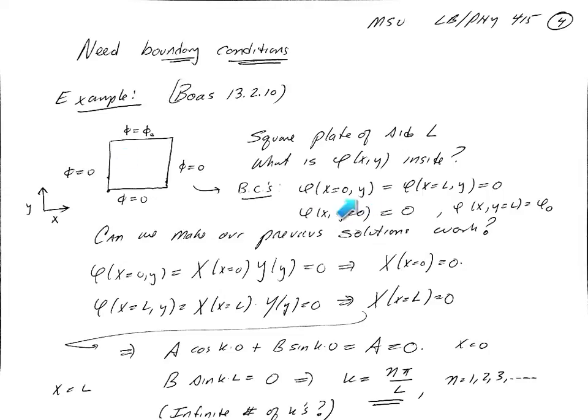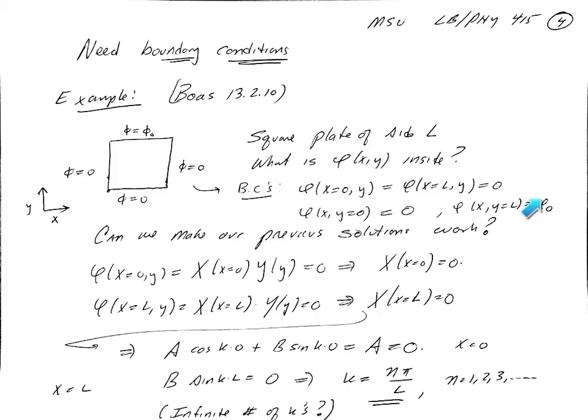Mathematically, the boundary conditions say phi at x equals 0, which is this side, or x equals L, which is this side, are strictly equal to 0. And phi at y equal to 0, which is this side, is equal to 0. And phi at y equal to L is equal to phi naught.